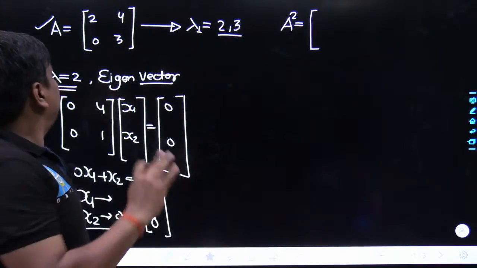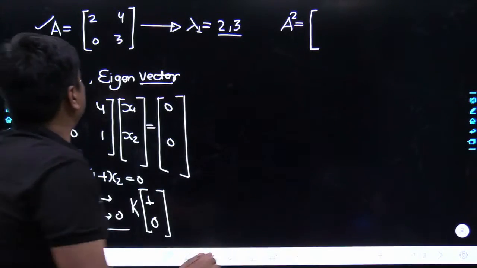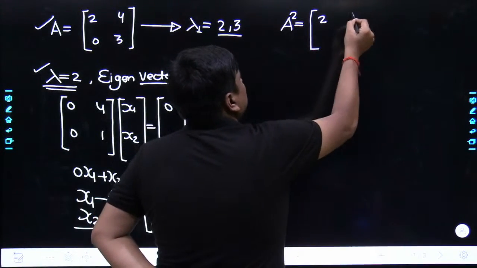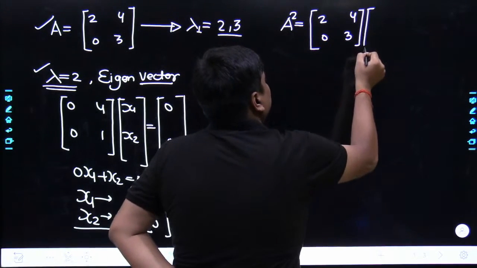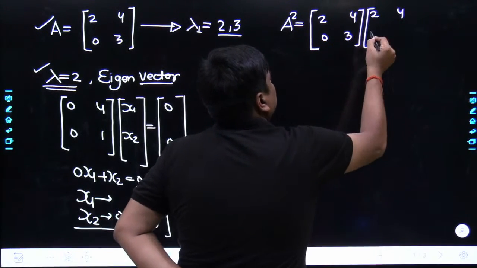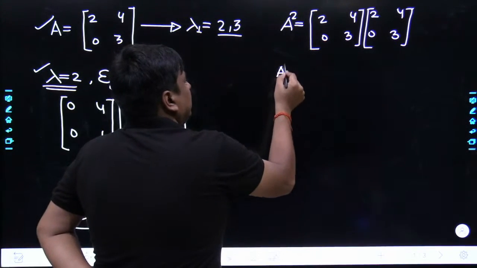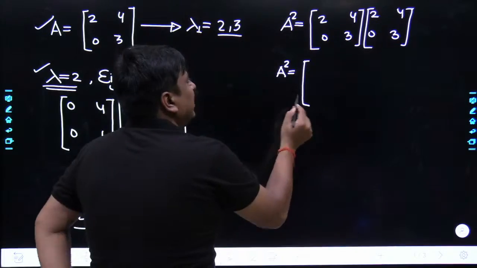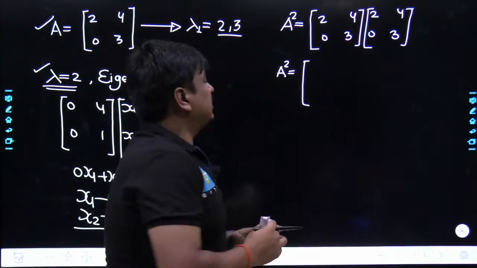May I know what would be the A square? 2403 has to get multiplied with 2403 again, and a new matrix would be formed. May I know the new matrix? The new matrix is simply going to be 2 times 2, that's 4, and 4 into 0, that's 0.